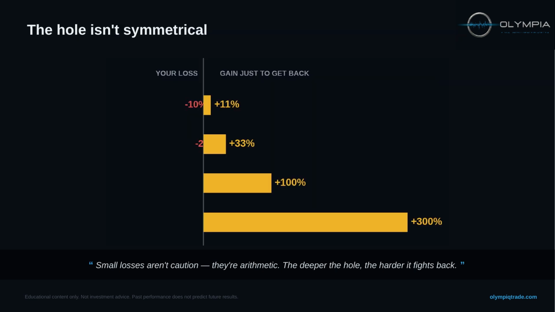And here's why small losses matter. The math isn't symmetrical. Down 10, you only need 11 back. Down 25, you need 33 to get back. But if you're down 50, you need 100%, and you have to double just to break even. Down 75, 300% to get back. The deeper the hole, the harder it is to fight back.